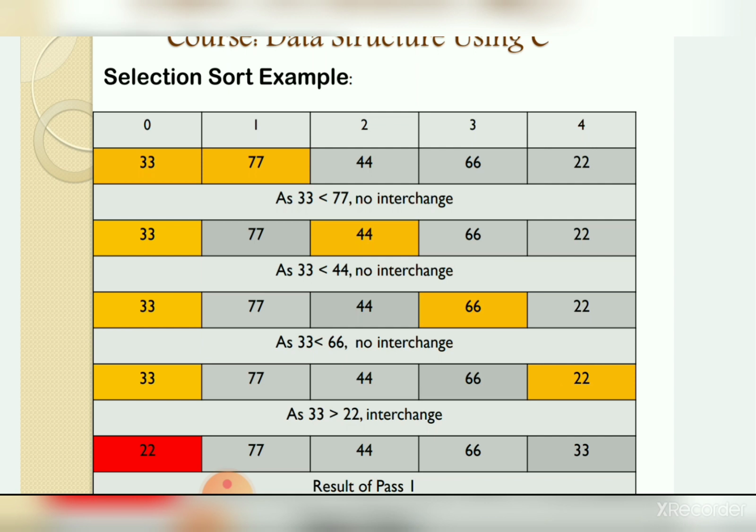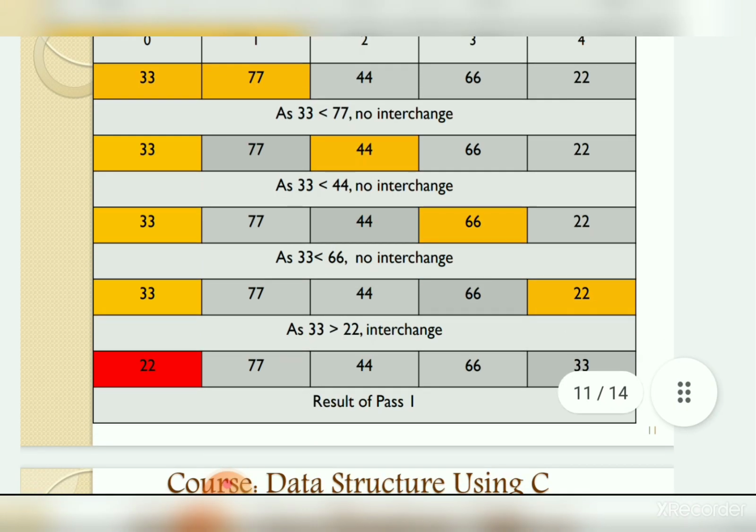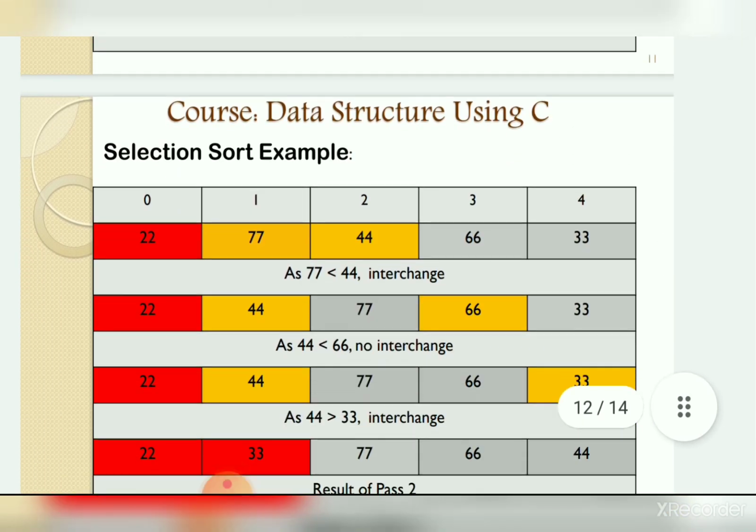All the elements are stored. 33 is compared with 77. 33 is less than 77, so there is no interchange of elements. 33 is then compared with 44. Again no interchange. 33 compared with 66, no interchange. Lastly 33 compared with 22. Yes, 33 is greater than 22, so we have to interchange the elements. So 22 you will get after the first pass at the 0th position.